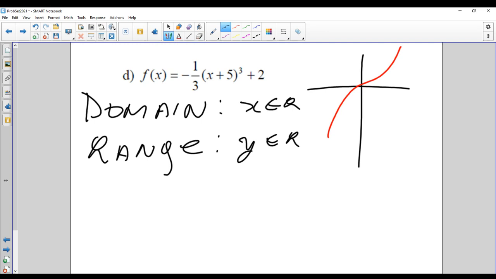FYI, for cubic functions, just like linear functions, this one is unaffected by the transformations in terms of domain and range. You can move it left, move it right, compress it, reflect it. You can do all that stuff with it. The answer to the question is no change.